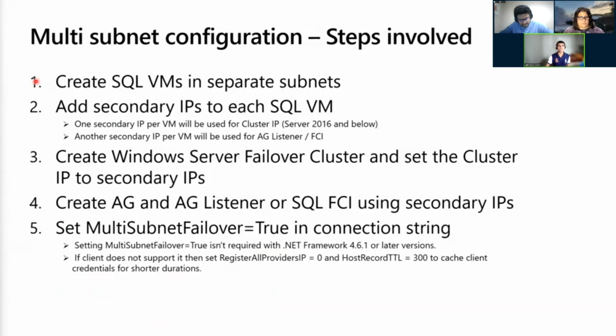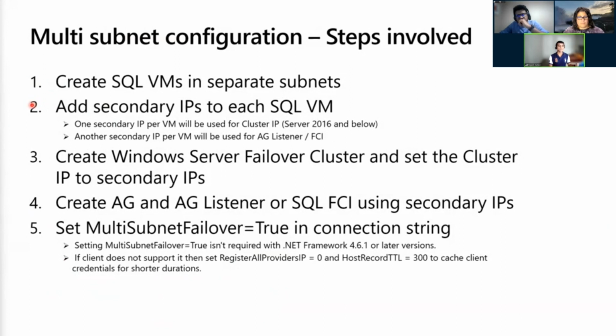So what we do is, when you start putting VMs in separate subnets, as long as you have, and this could be within a VNet, within a single virtual network, or across different virtual networks, right? And then start adding secondary IPs. And secondary IPs are also not new.